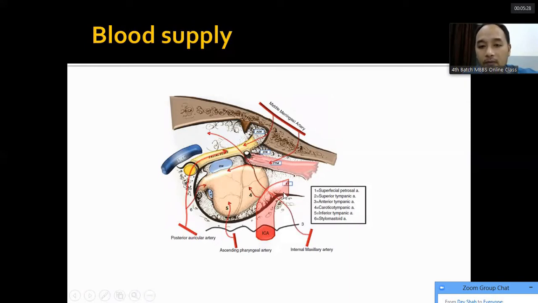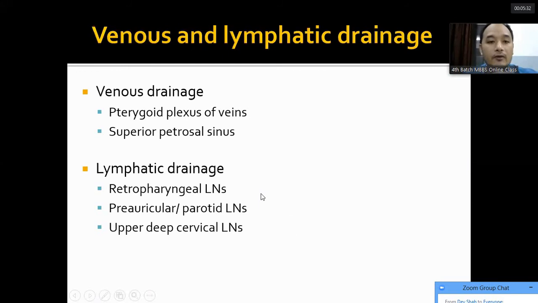So these are the main branches supplying the middle ear, arterial branches. Now the venous drainage. The venous drainage is towards the plexus of veins, pterygoid plexus of veins, and the superior petrosal sinus. Lymphatic drainage, lymph drains into retropharyngeal lymph nodes, preauricular parotid lymph nodes, and the upper deep cervical lymph nodes. This is the lymphatic drainage, and the venous drainage is the pterygoid plexus of veins and the superior petrosal sinus.